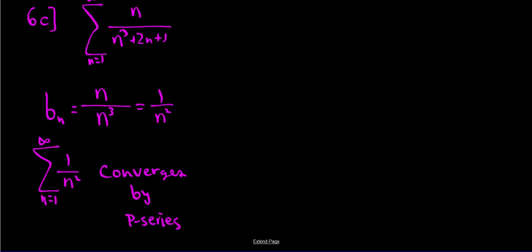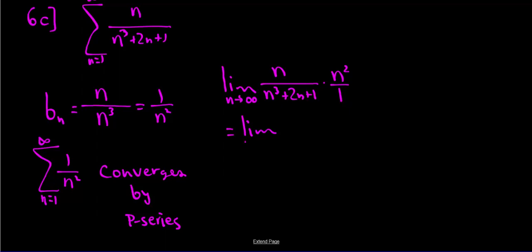So we know that converges. So now we're ready to do our limit comparison. We take the limit as n goes to infinity of n times n cubed plus 2n plus 1, divided by 1 over n squared, or multiplied by n squared over 1. And let's see what that gives us. That gives us the limit as n goes to infinity of n cubed over n cubed plus 2n plus 1. That limit is 1, the ratio of the leading coefficients.